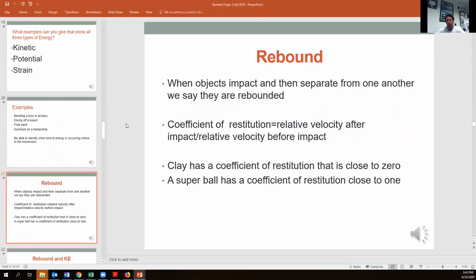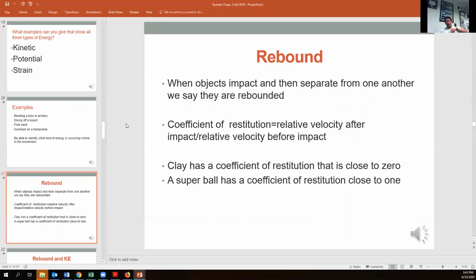Now, another component is what's known as rebound, or we're going to refer to it as the coefficient of restitution. This is if we drop a ball, how high is that ball going to bounce up off the ground after its first bounce? How high will that second bounce be? How high will that third bounce be? If we were to drop a ball of clay, it's typically going to hit and not bounce at all. And that means it has a coefficient of restitution of 0.